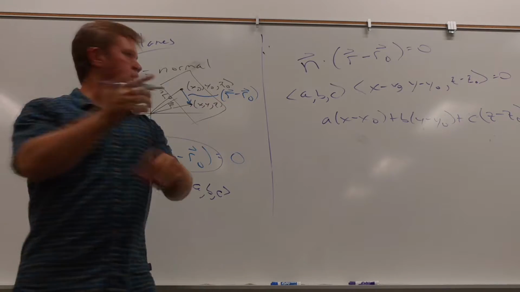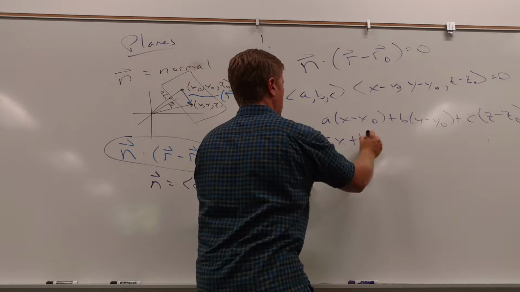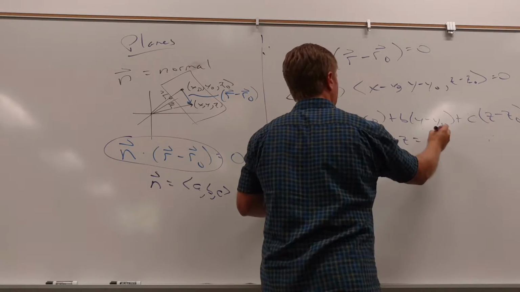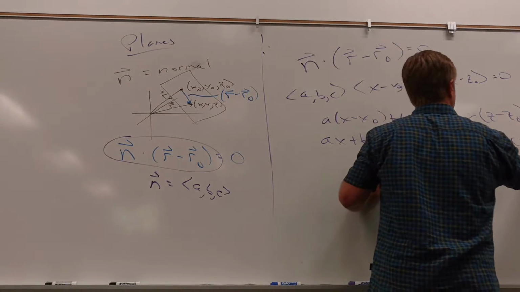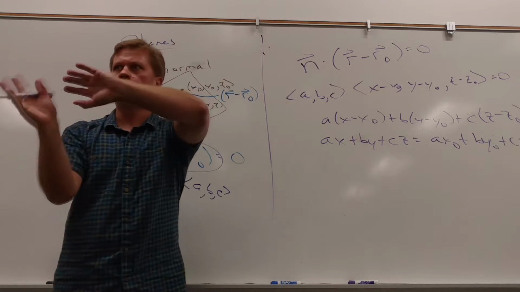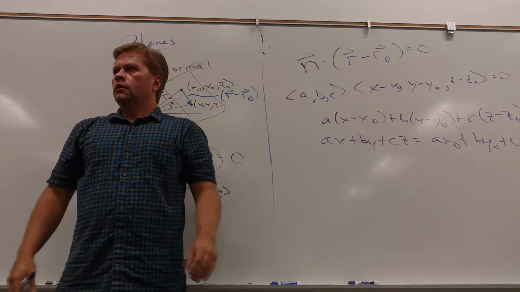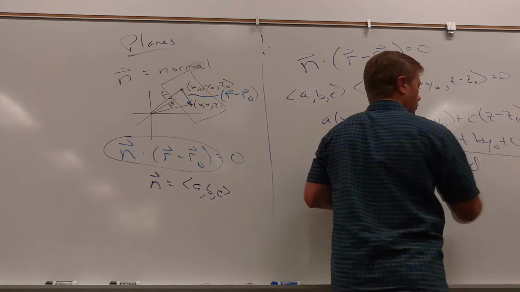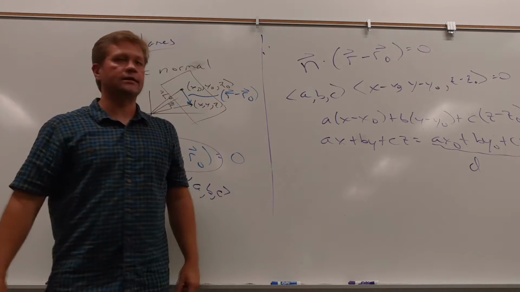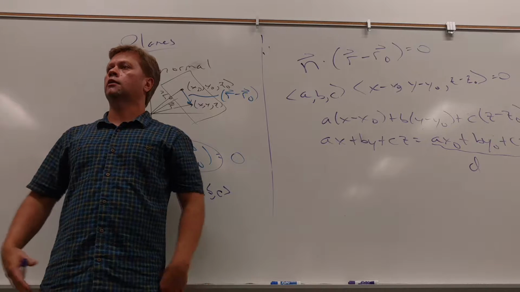And then what you could do is you get AX plus BY plus CZ equals AX naught plus BY naught plus CZ naught. Is everybody cool with that? You see that? Just move all that to the other side. And sometimes we'll call this just a number, right? Because X naught, Y naught, Z naught is a given point. They are numbers.